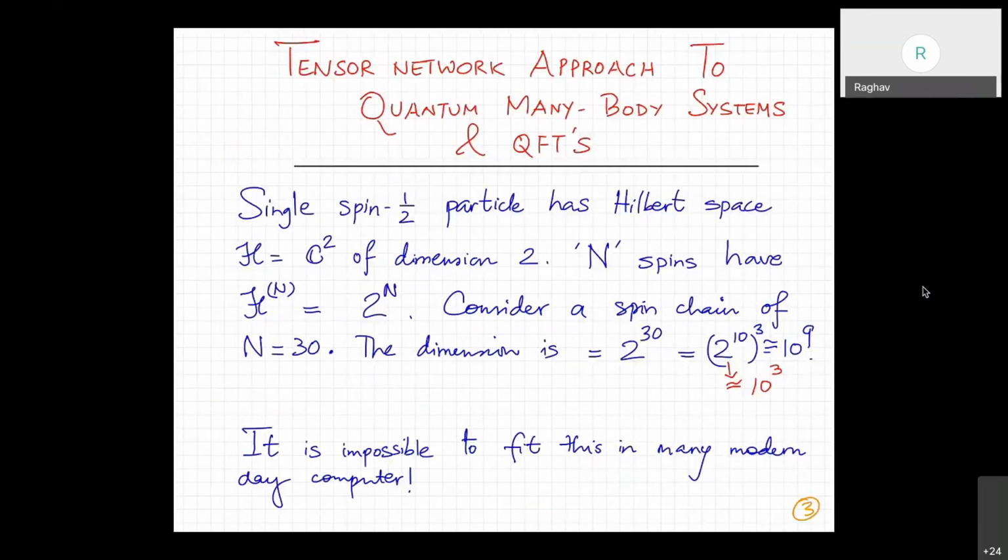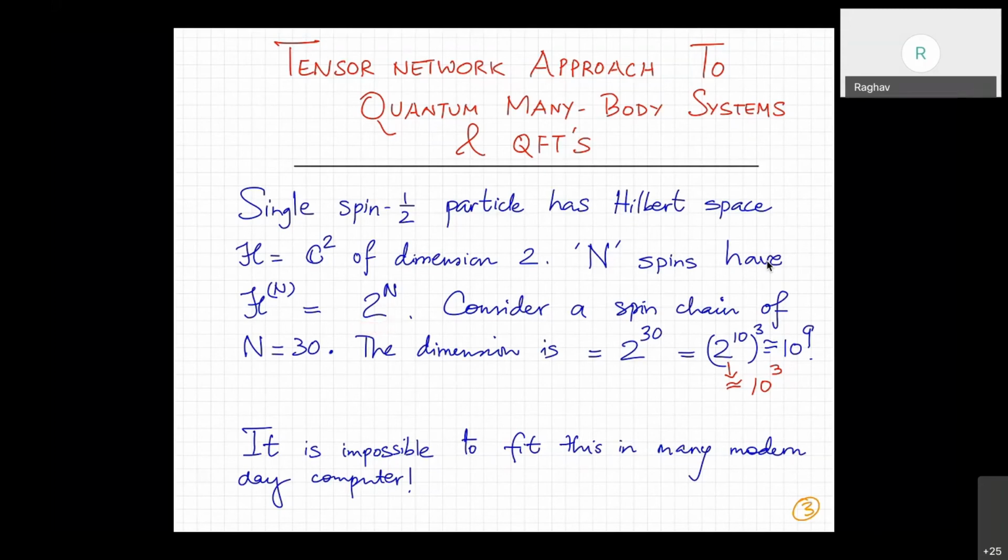So let's start to talk about the basic idea of tensor networks. What is the problem and what do we want to do with it? For example, when we talk about a spin-half particle, the Hilbert space has dimension 2. It can be spin up or spin down. When you take n such spins, the Hilbert space has dimensionality 2 to the n.